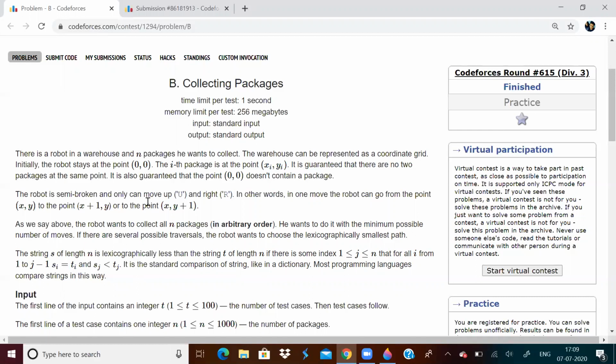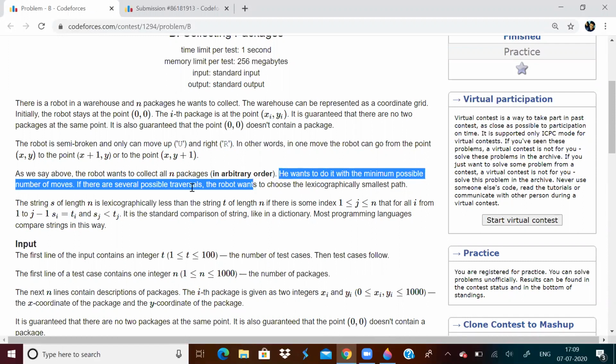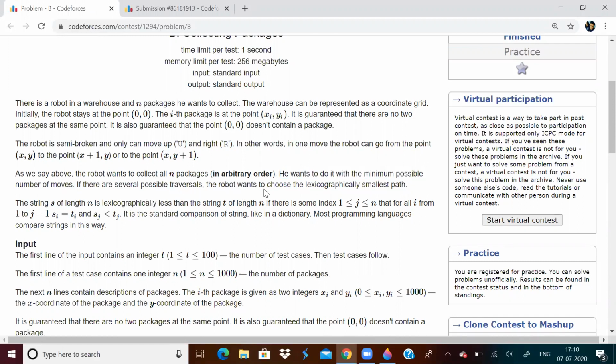The robot is semi-broken. It can only go up and right. In other words, from a point x, y it can go to point x plus 1, y or x, y plus 1. So it can go up or right only. As we said above, the robot wants to collect n packages. He wants to do it with the minimal possible number of moves. If there are several possible paths, he wants to choose the lexicographically smallest.